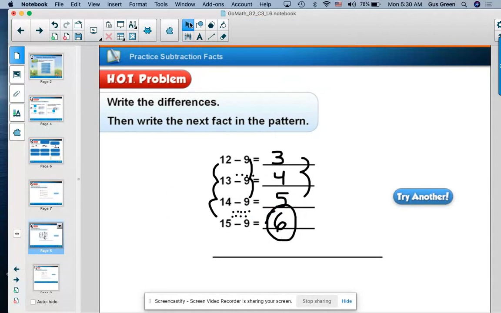All right, boys and girls, try to remember counting back is a great strategy, and also using everything you know about fact families and addition problems can help you solve these subtraction problems.